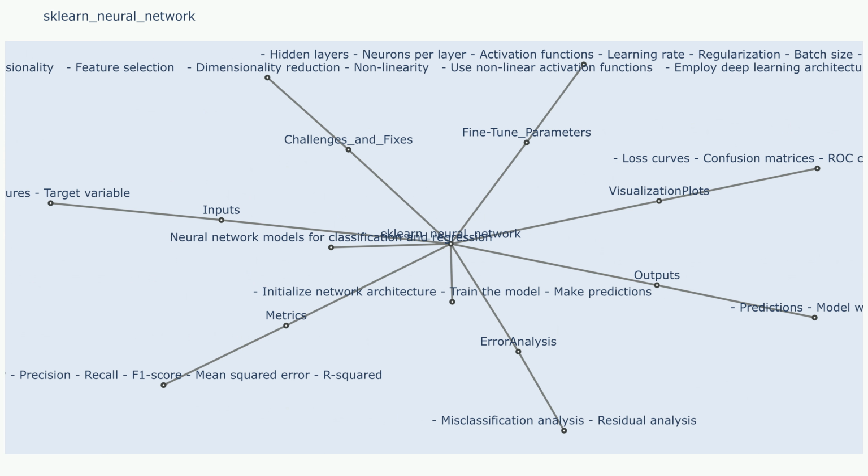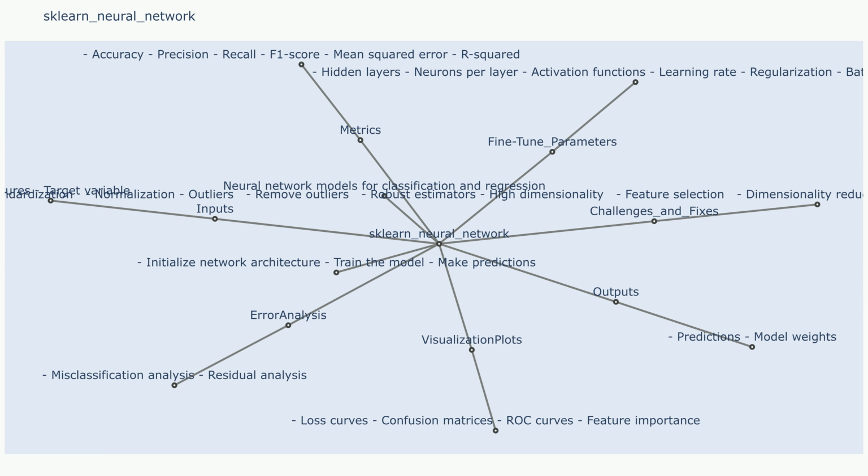Model definition: you choose the architecture of the neural network, including the number of hidden layers, the number of neurons in each layer, and the activation function used in each layer. Model training: the neural network is trained using the provided data and labels. The training process involves adjusting the weights and biases of the network to minimize the error between the predicted and actual target values.